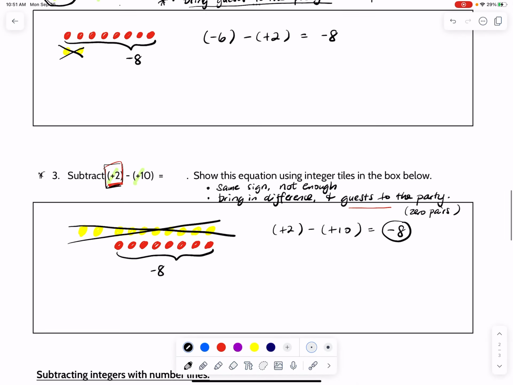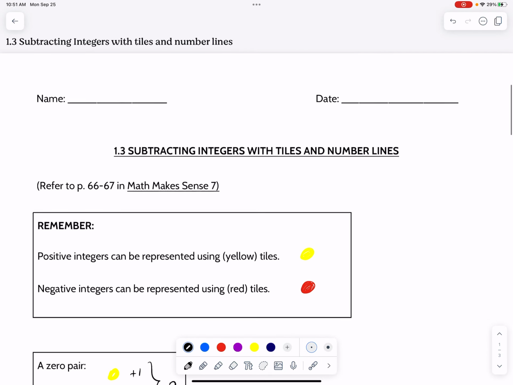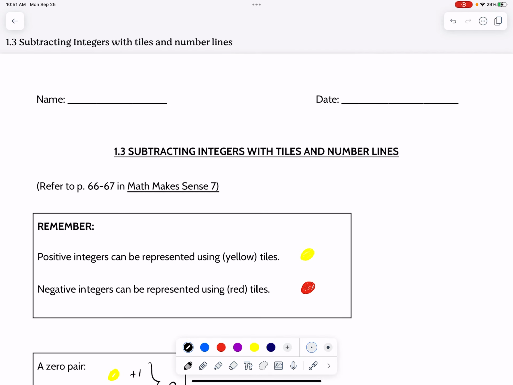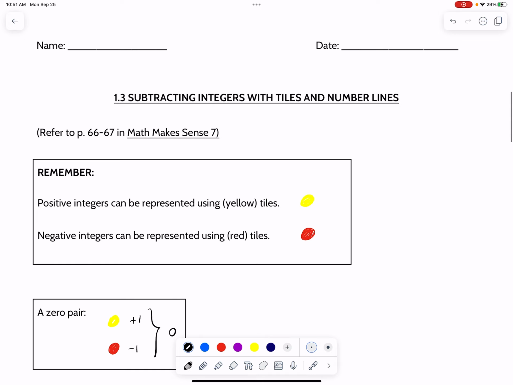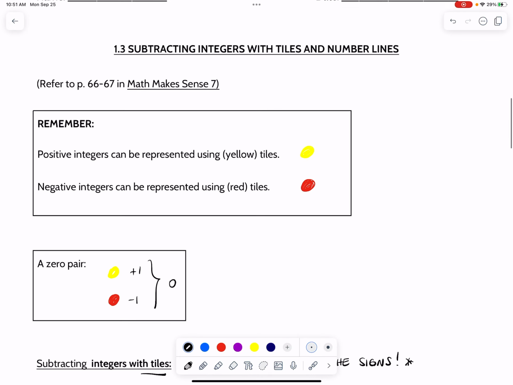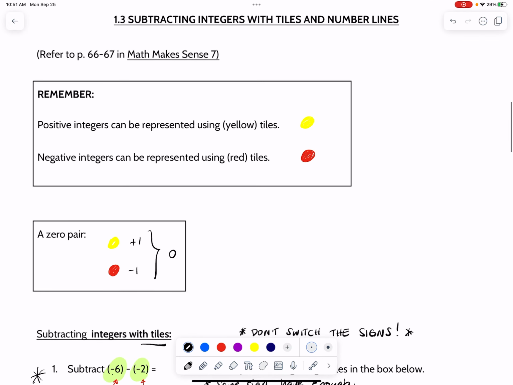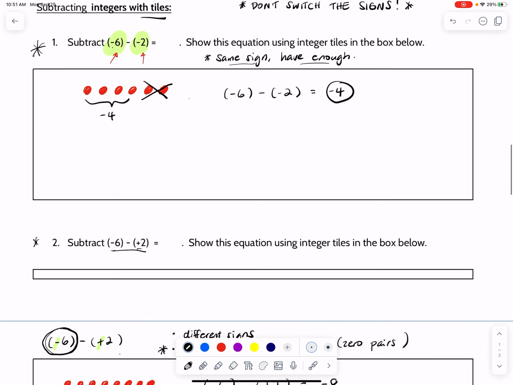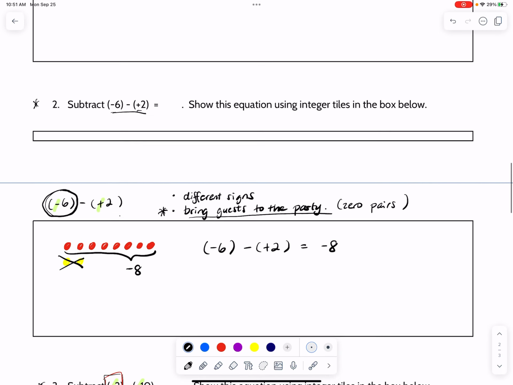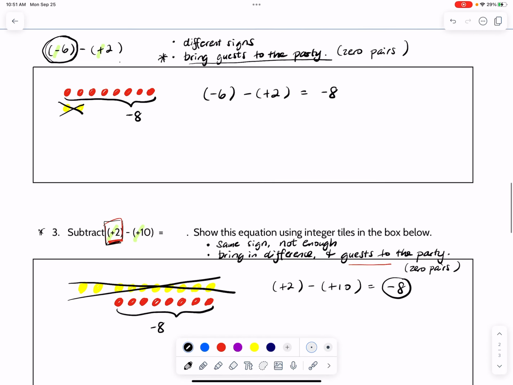Okay, this is a continuation of 1.3, subtracting integers with tiles and number lines. Before watching the recording, please make sure you have this worksheet in front of you. So if you need to pause it, go and get the worksheet now, along with the colors that you need, red and yellow, or anything that you're using to represent the positive, negative integers. So I'm going to continue.